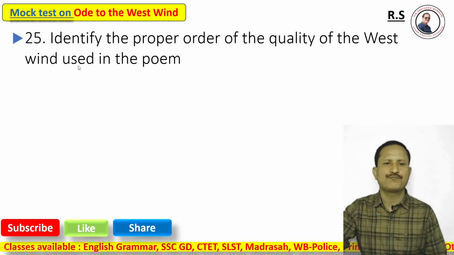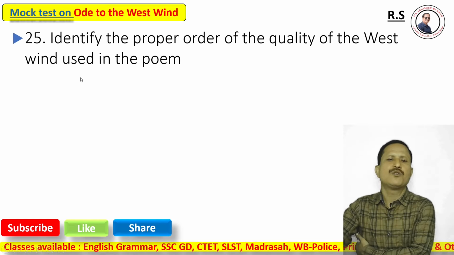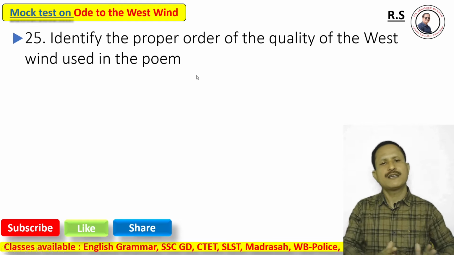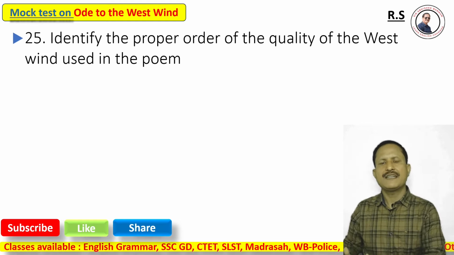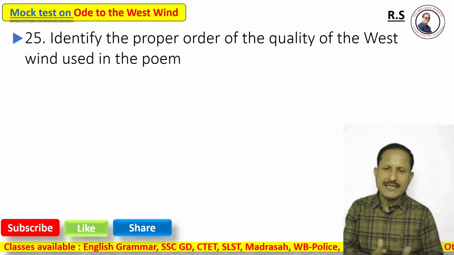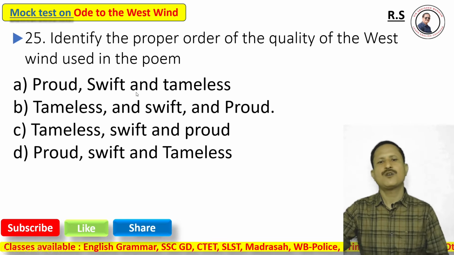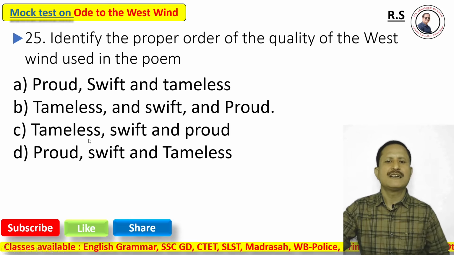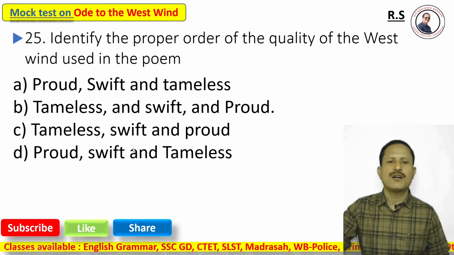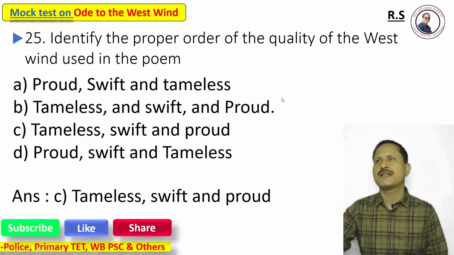Next, question 25. Identify the proper order of the qualities of the West Wind used in the poem. Here, the poet presented some qualities in a particular order. What should be the right order of the qualities? Option A, proud, swift, and tameless. Option B, tameless and swift and proud. Option C, tameless, swift, and proud. Option D, proud, swift, and tameless. The correct order is option C, tameless, swift, and proud.